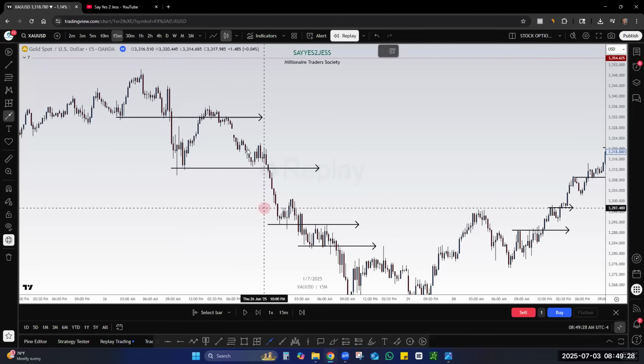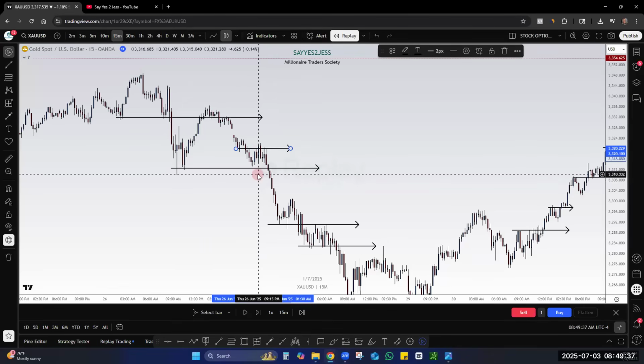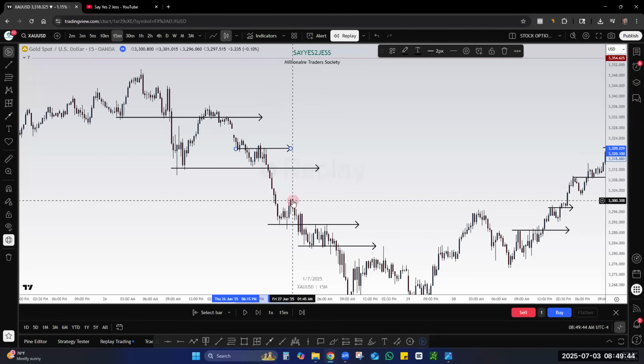Okay, there's a little low right here. I didn't see this. But you can see here, break at 7:45 p.m., retest at 9:15. So it took almost 2 hours for that retest to occur. Right here, break. That break was at 10:15 p.m. It didn't come back and retest until the London session in the morning.